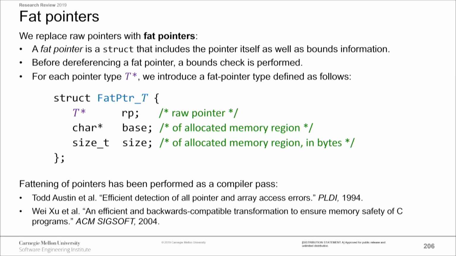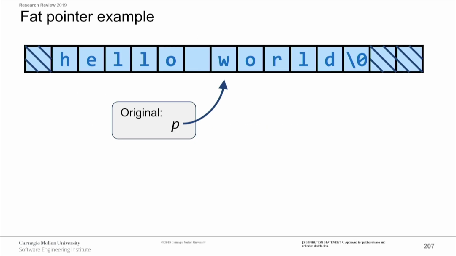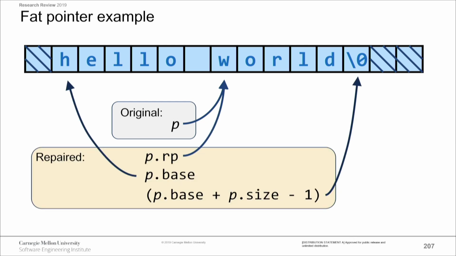So fattening of pointers has previously been done as a compiler pass, and in this work, we extend it to do the repair on the source code itself. So here's an example of a program with a pointer P that points inside a string. When we do the repair, P becomes a struct, a fat pointer struct, and the raw pointer component is the same as the original pointer. The base points to the beginning of the memory region, and base plus size minus 1 points to the last byte of the memory region.